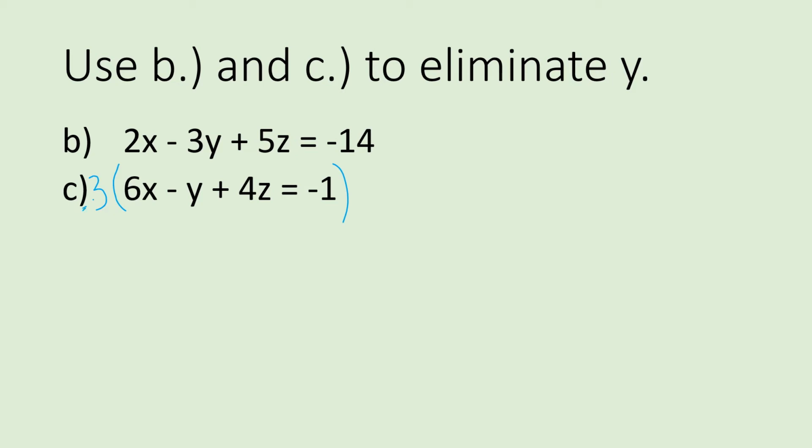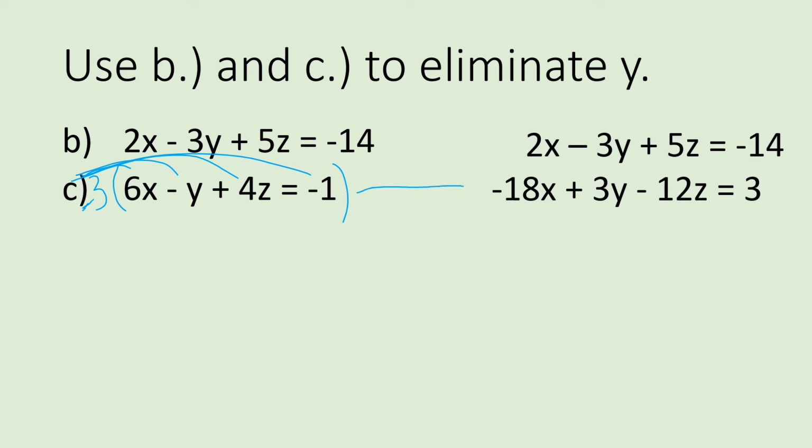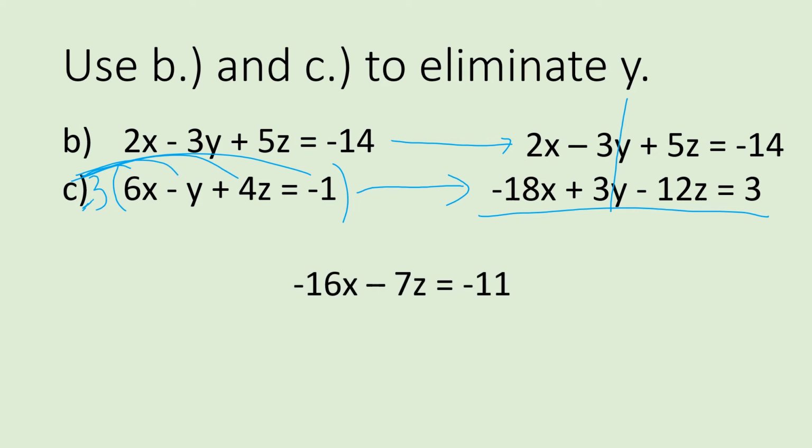Let's make this multiplied by a negative 3, so that way we would end up with one positive, one negative y. Okay, so this goes to everything, and we end up with this guy on the bottom. Negative 18x plus 3y minus 12z equals positive 3. Top one hasn't changed. Okay, combine like terms, and we get this equation. Okay, negative 16x minus 7z equals negative 11.